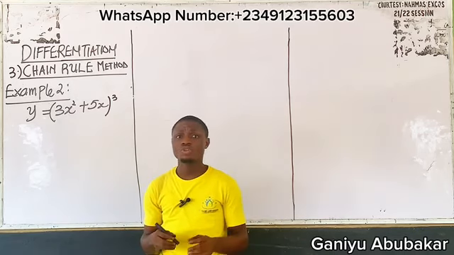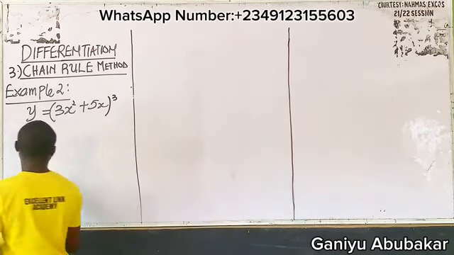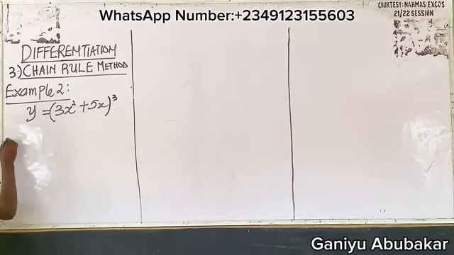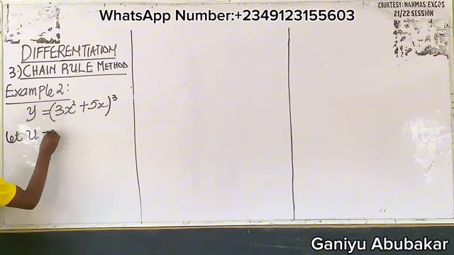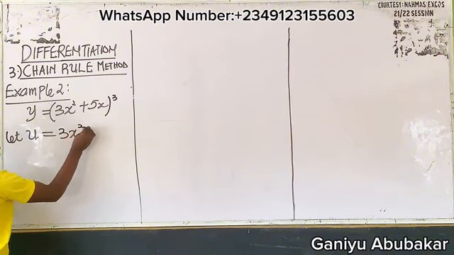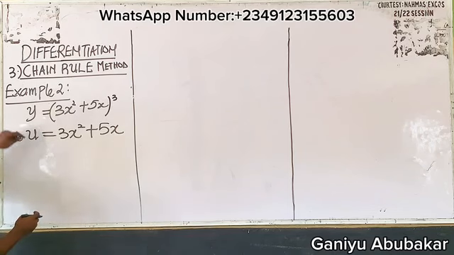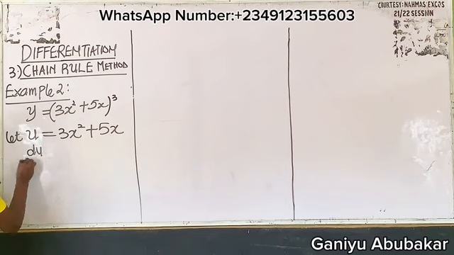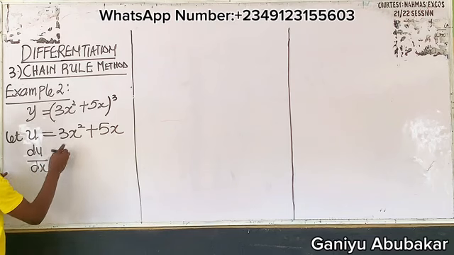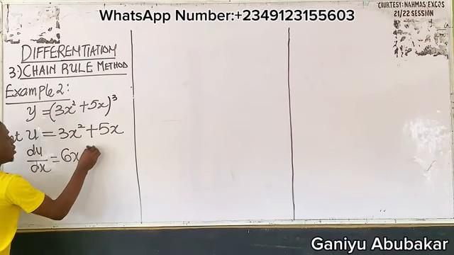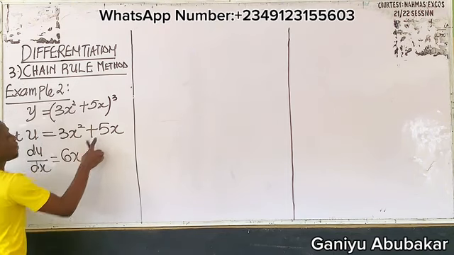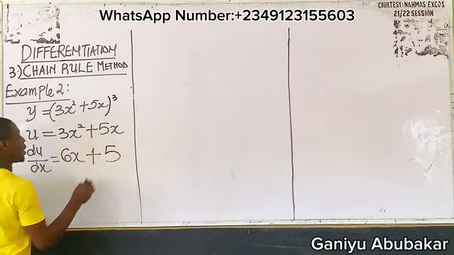So when it comes to the chain rule, your first task is to let the term in the bracket be u. So let u be equal to what? The term in the bracket, 3x squared plus 5x. When you are done, differentiate u with respect to x. I'll have du/dx equal to, if I differentiate 3x squared, I shall have 6x plus, differentiate 5x, I'll have just 5.